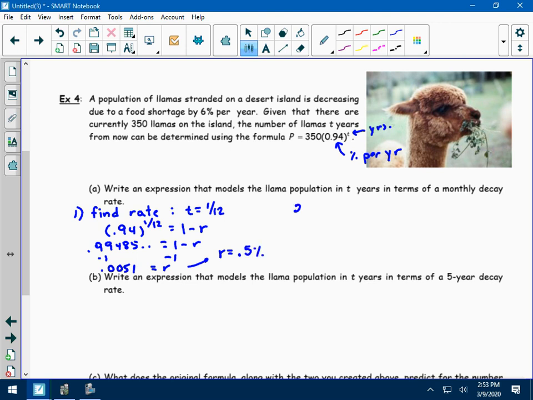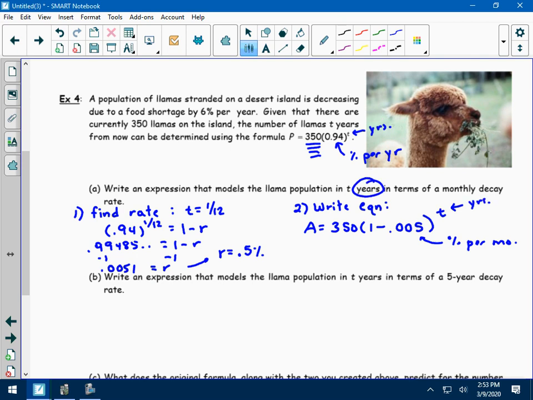Now I've got the rate. Now I can write the equation. What's going to be out front? That never changes, still 350. Times 1 minus 0.005. I'm using that 0.5% raised to the t. That's the percent per what? Month. What's t in? Years. So they don't agree.